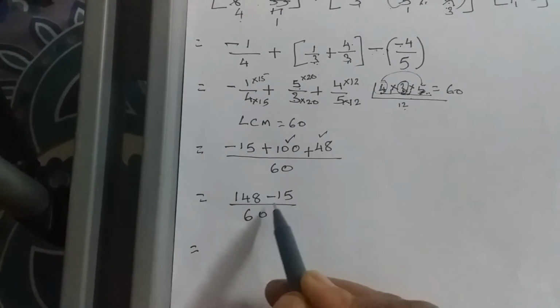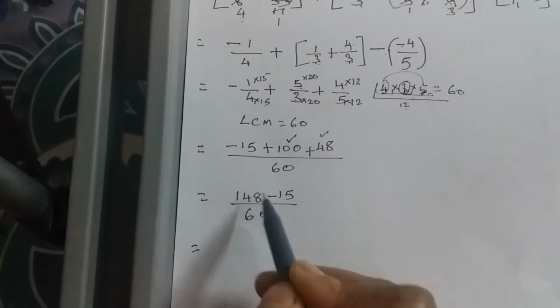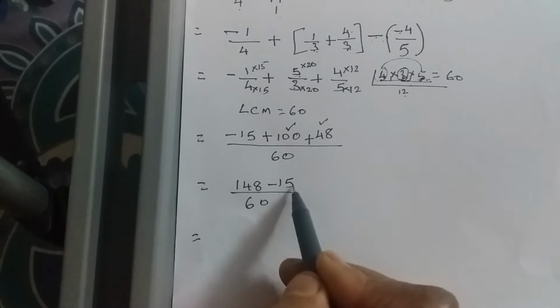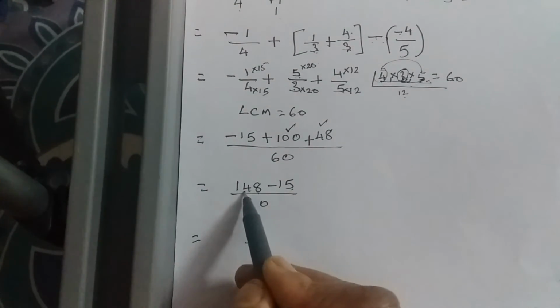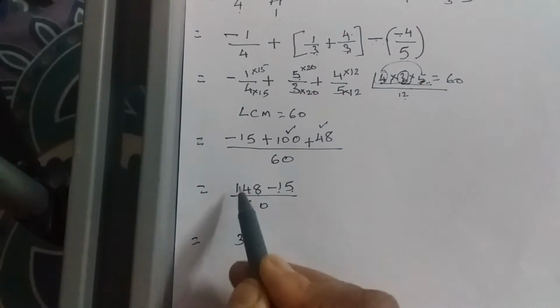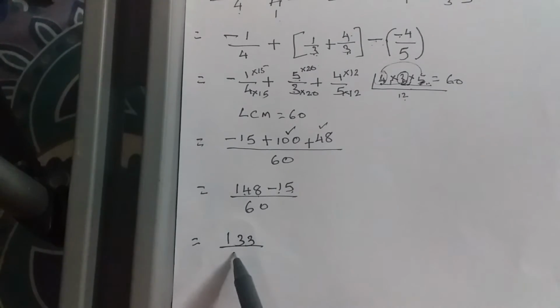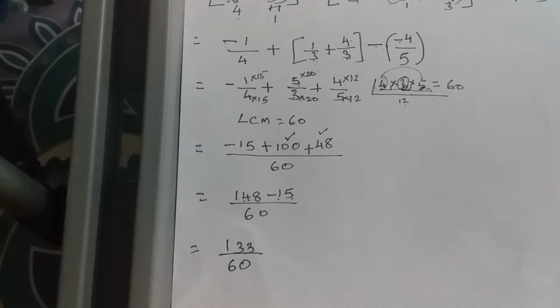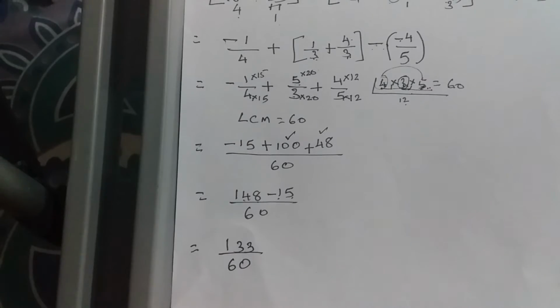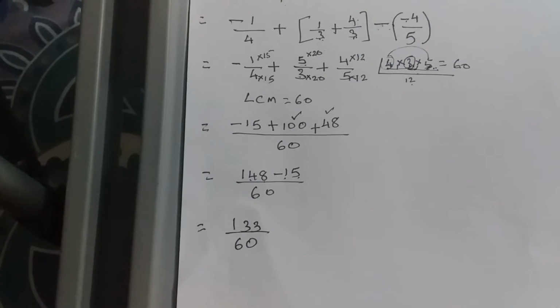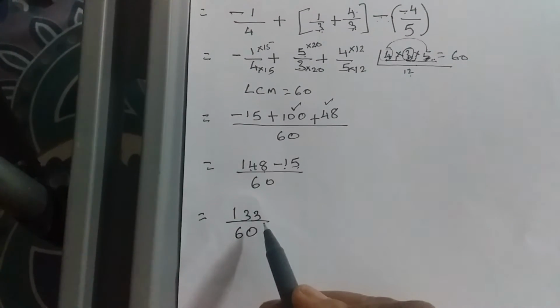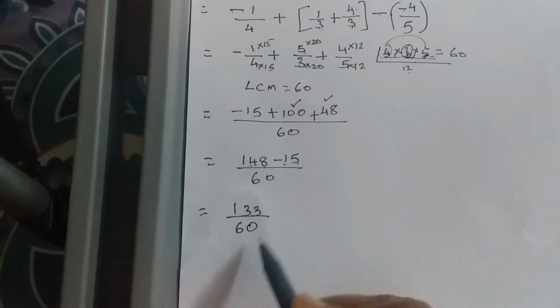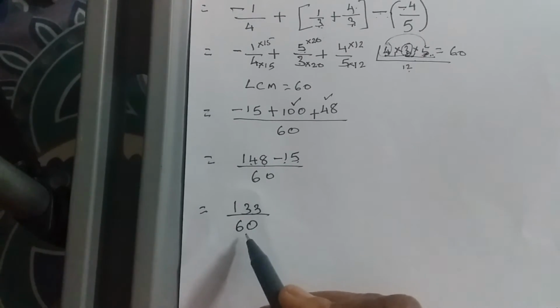Now what to do? 148 minus 15, you subtract horizontally. 8 minus 5 is 3. 4 minus 1 is 3, and 1, divided by 60. Now can it be cancelled? Do they have a common factor? They don't have a common factor to cancel. So what do we do? Let us divide, because it is an improper fraction. The numerator is greater than the denominator.